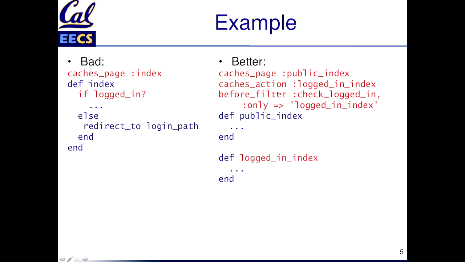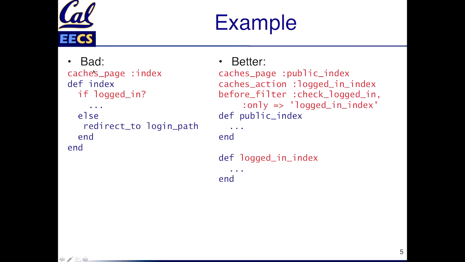So what's the difference? In both cases, the thing we're going to cache is the output of running the entire action. But when we're using caches page, Rails ignores the request once the cache has been set up. When we're using caches action, Rails gets involved at least enough to check if the controller filter would have to run.